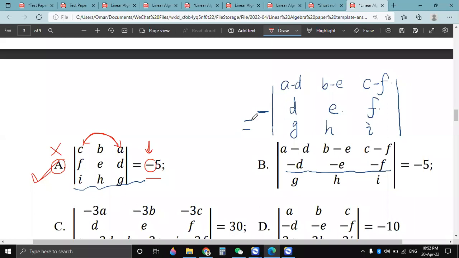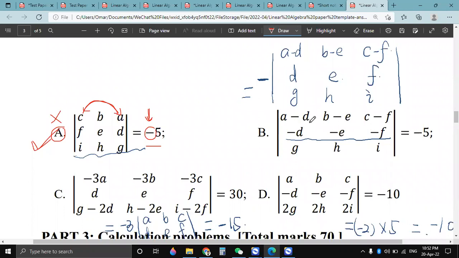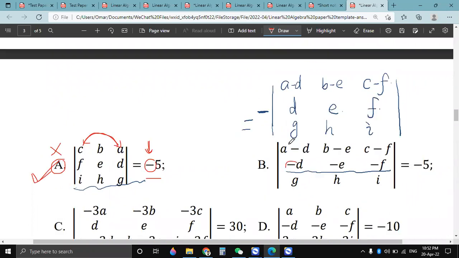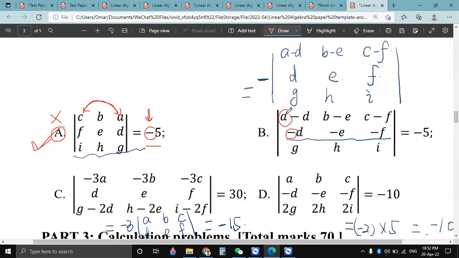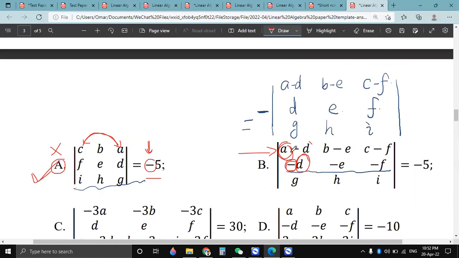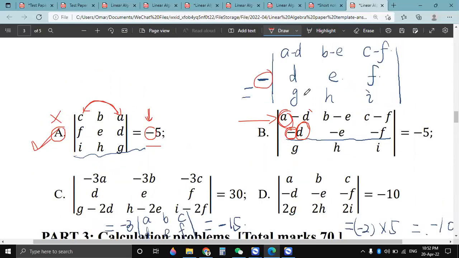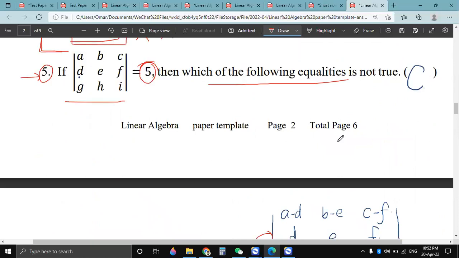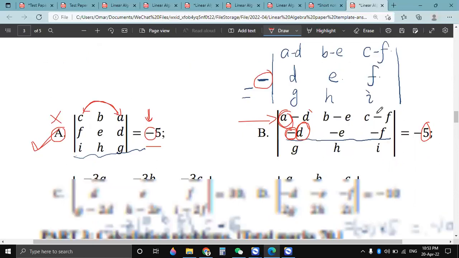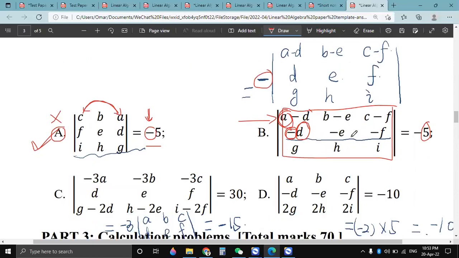Because it is true. And then for the second option here, we have done a row operation. We have subtracted the second row from the first row, and then we have multiplied by the minus here. If we just take this minus out, we will get this one. The value here will be 5, because it is given here as 5. So 5 multiplied by a minus sign will be minus 5.